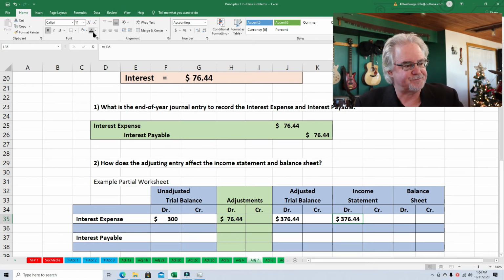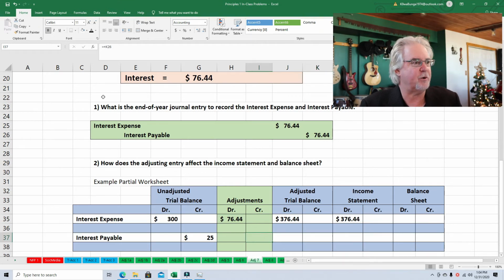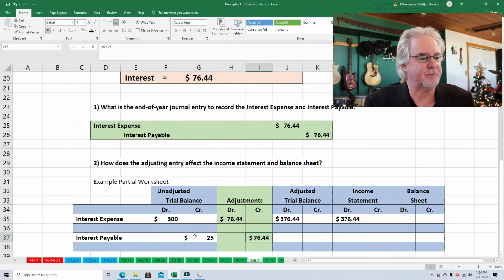It all does balance. Coming down to interest payable. Well, folks, right now on the books, we've got $25 of interest payable, and it does not include that $76.44 adjustment. So let's put this $76.44 in the adjustments column as a credit. How did I know it's a credit? Well, it's a credit up here in the adjusting entry. So here's what we're going to do. Let's take this $25 credit, add another $76.44 credit. We're going to have an even bigger credit. In other words, you take a credit, add a credit, you're going to get a bigger credit.